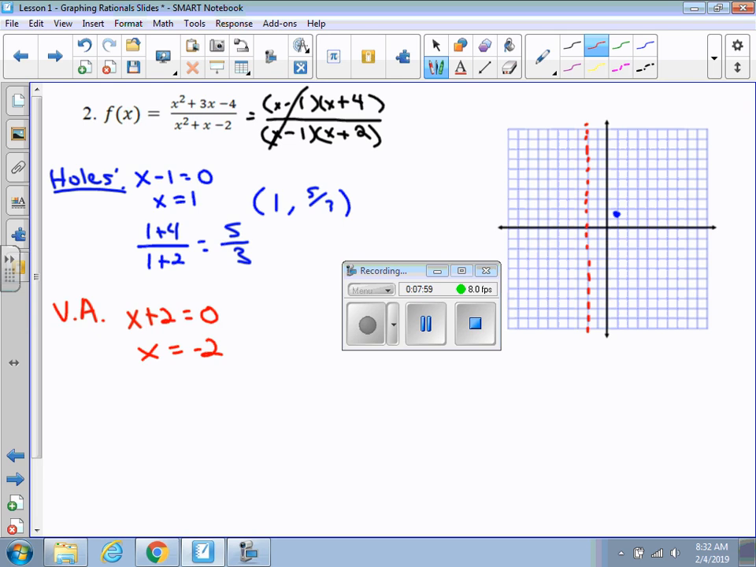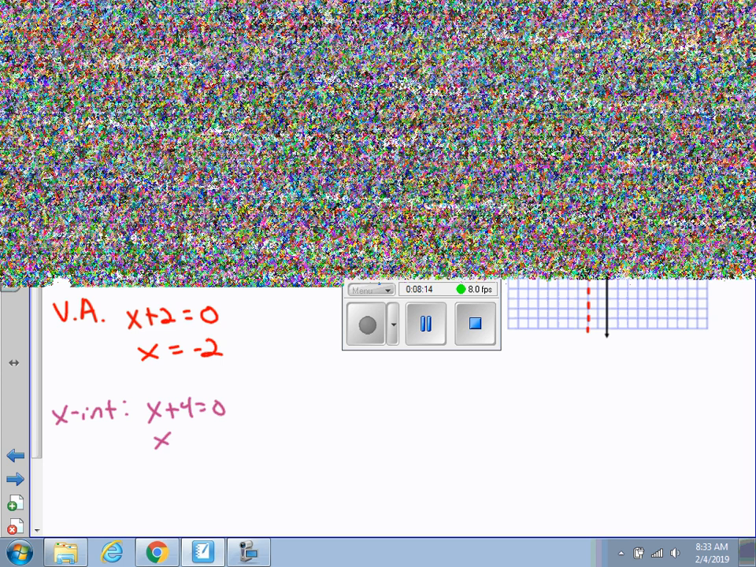And now we're moving on to our x and y intercepts. So our x-intercepts, remember you set your numerator equal to 0, or what's left in your numerator. So what we've got is an x equals negative 4, so that is a point right there.